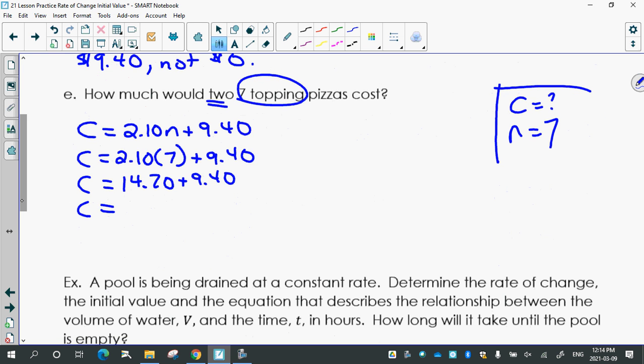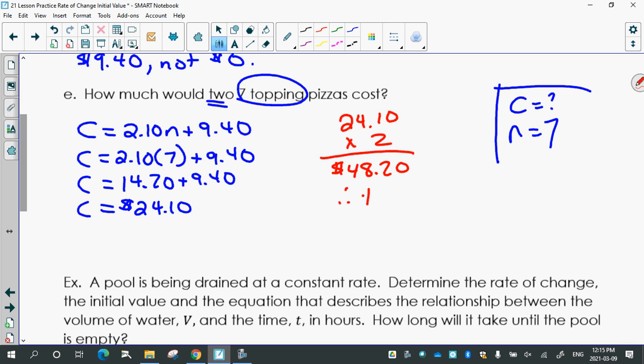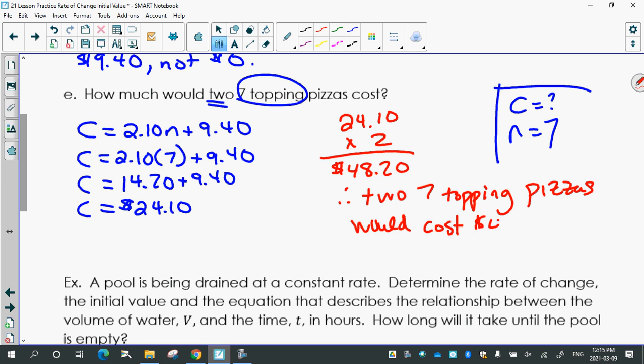So that gives me $24.10 for one pizza. And then I want to times that by 2. So $48.20. So therefore 2 7-topping pizzas would cost $48.20.